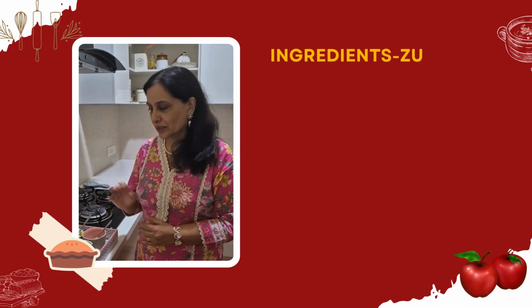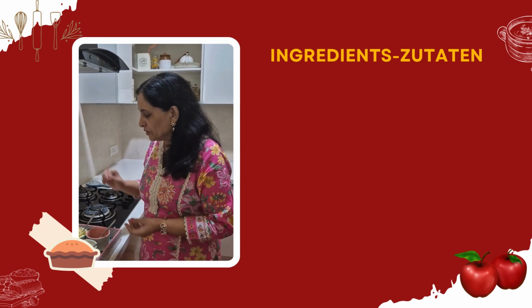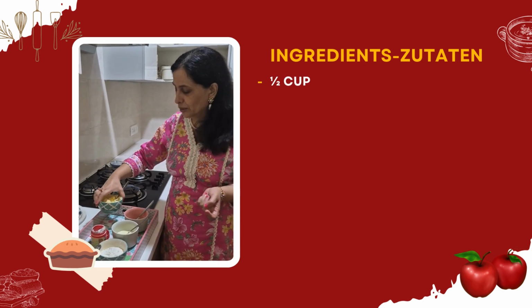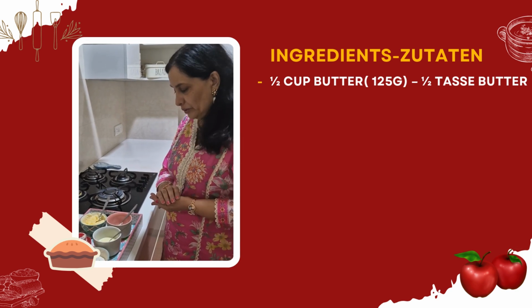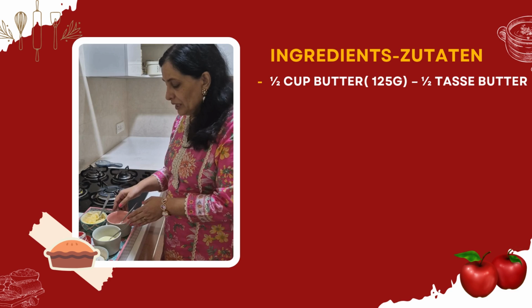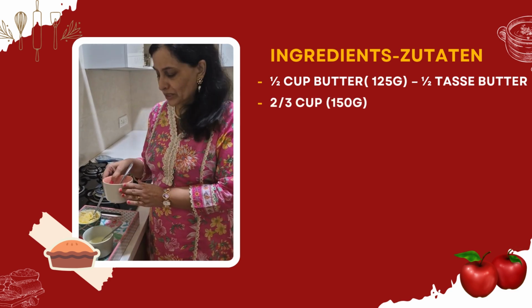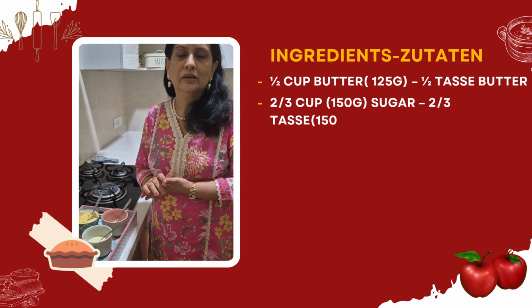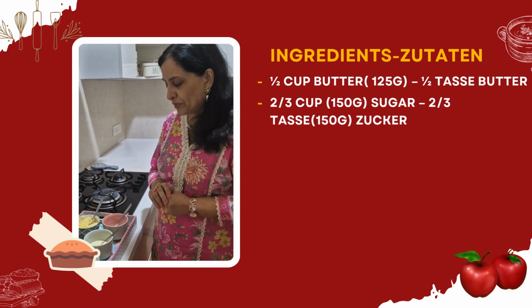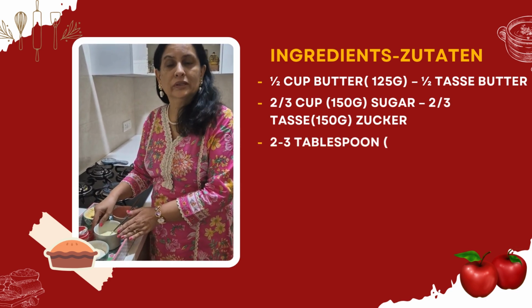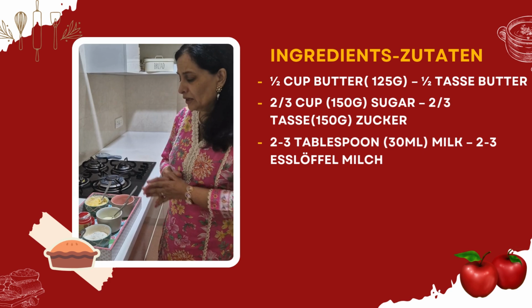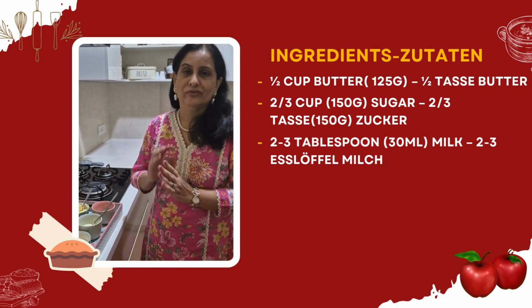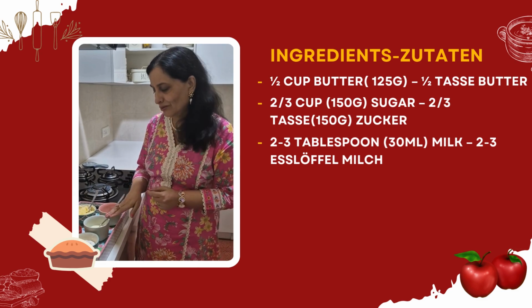Now for this recipe, whatever ingredients we need, we'll see here. So this is half cup butter. It is called halb Tasse Butter. Tasse is cup, and Butter is butter. Then we need 150 gram sugar. This is called 150 gram Zucker. Zucker is sugar. Then we need 2 to 3 tablespoons of milk. So in German we'll say 2 oder 3 Esslöffel. Esslöffel is tablespoon of milk.